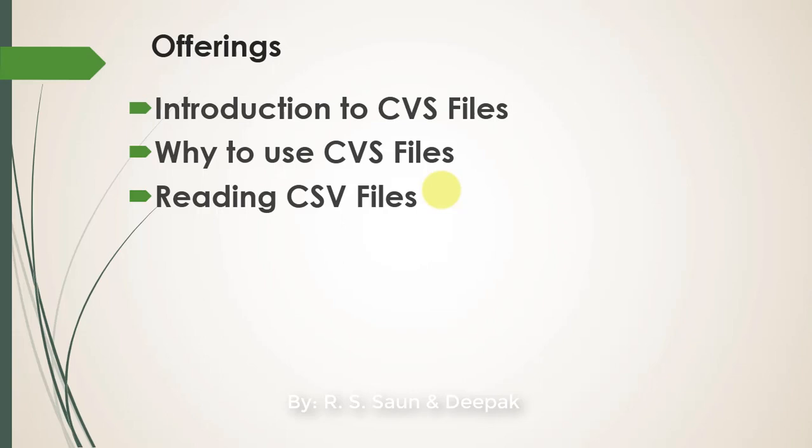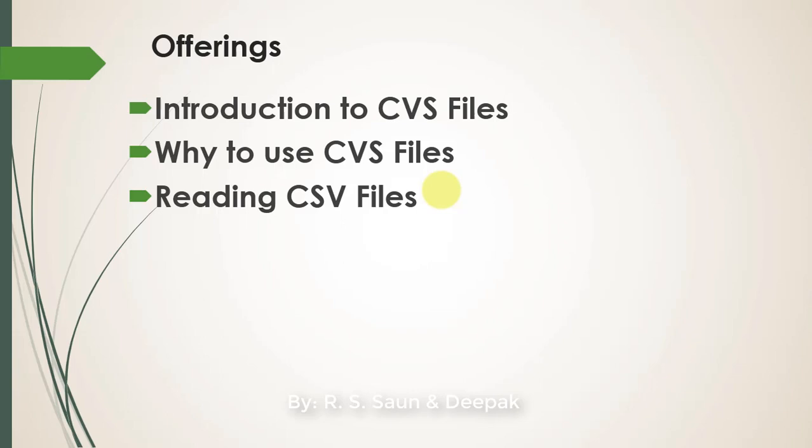So first of all, what are CSV files? CSV stands for comma separated values and they are also called comma delimited files, which store tabular data separated by commas and are written in plain text. In a CSV file, the first row is generally a column header and each line is a record.